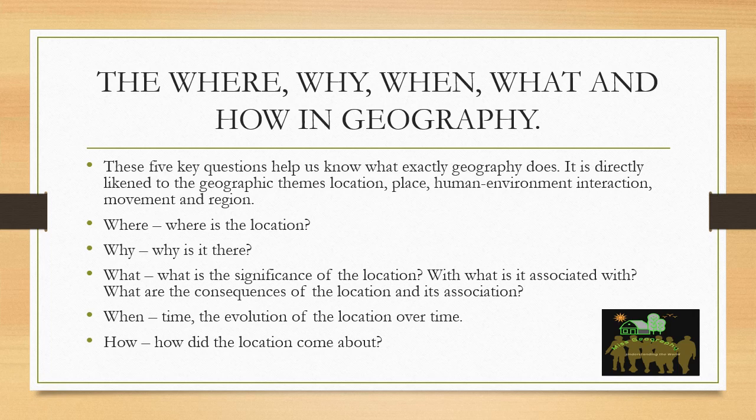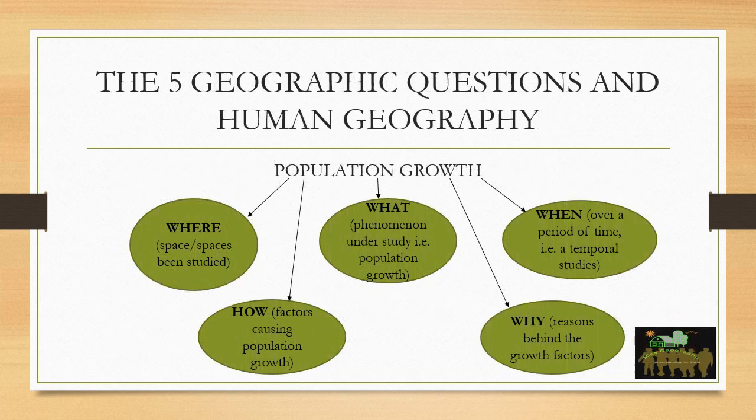And we talk about when, which has to do with time. That looks at the temporal aspect, the evolution of the location or a phenomenon over time. And then how has to do with how the location came about, be it by natural means, be it by man-made means, and the like. So we want to look at how these 5 geographic questions can be used in understanding and studying a typical human geography phenomenon.